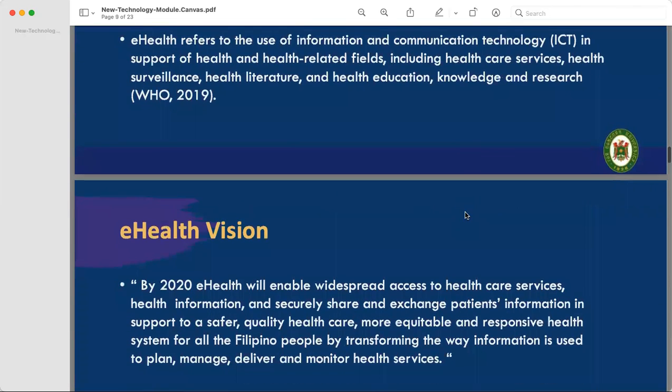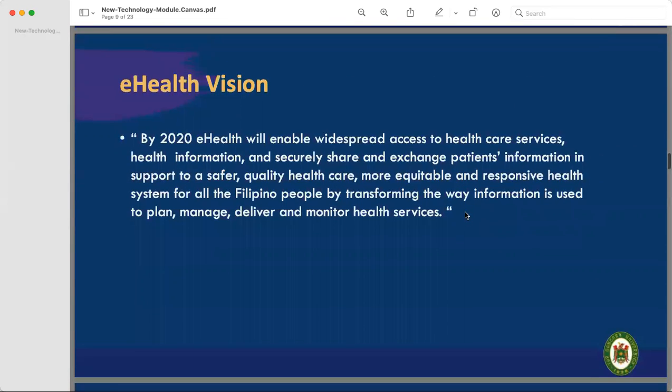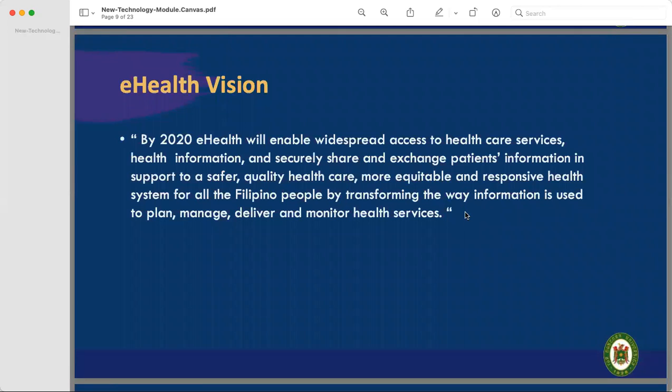Okay. So what is the vision of the Philippines in terms of e-health? By 2020, e-health will enable widespread access to healthcare services and health information, and securely share and exchange patients' information in support of a safer, quality healthcare, more equitable and responsive health system for the Filipino people by transforming the way information is used to plan, manage, deliver, and monitor health services.